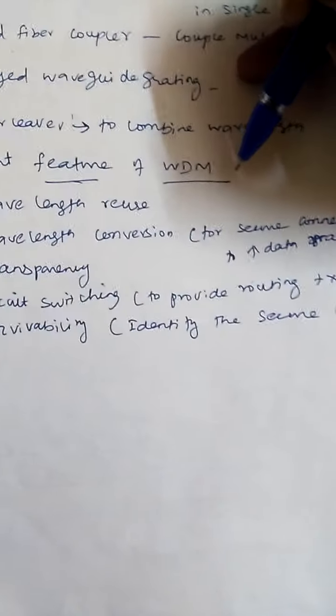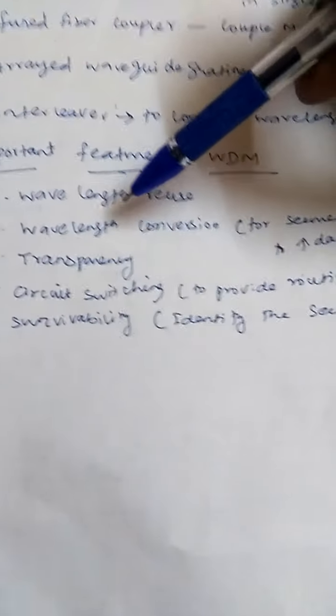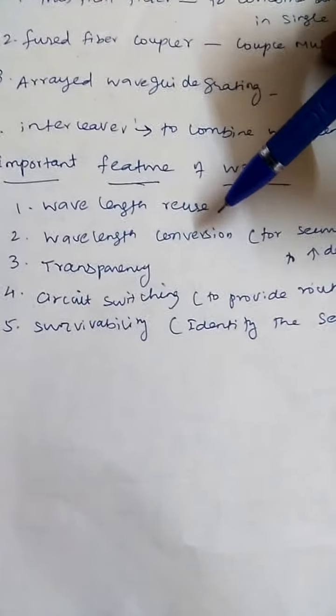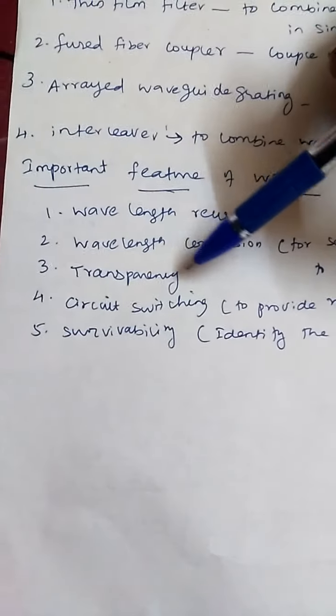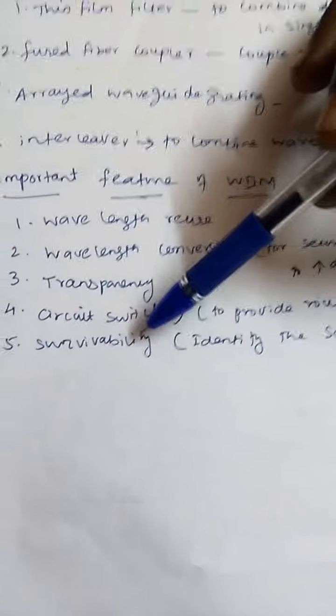Next one is the important features of WDM. First feature is wavelength reuse. Next one is wavelength conversion. Third one is transparency. Fourth one is circuit switching. Fifth one is survivability.